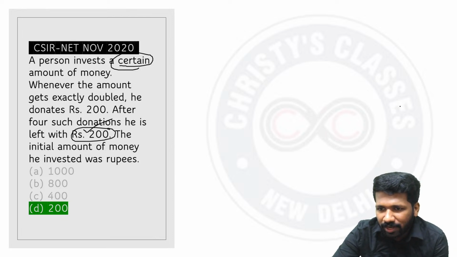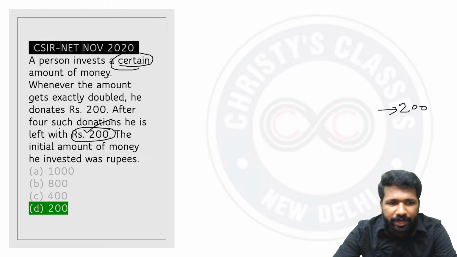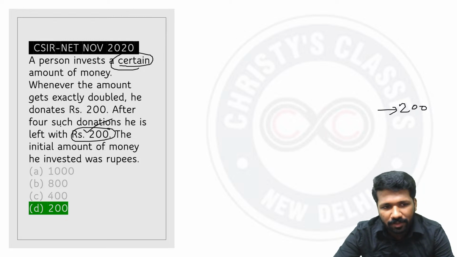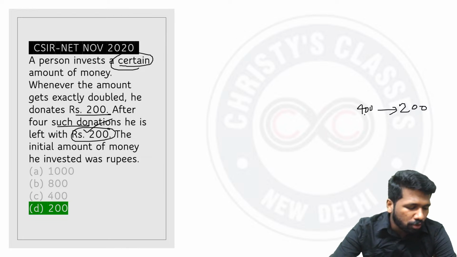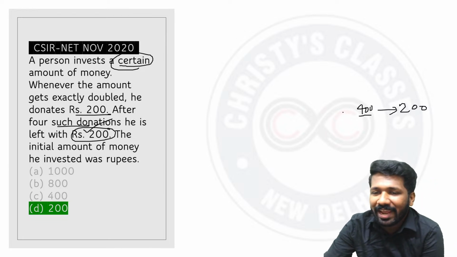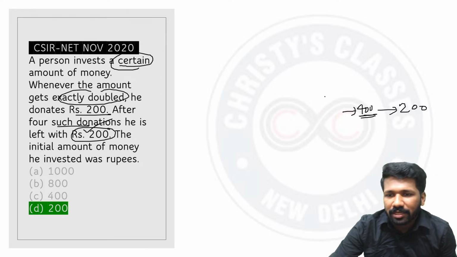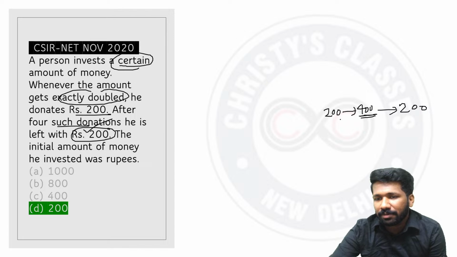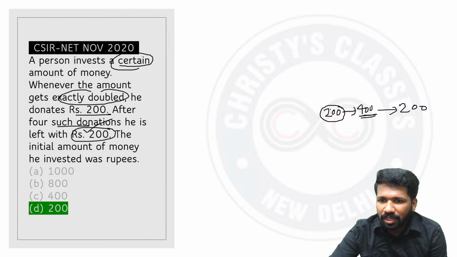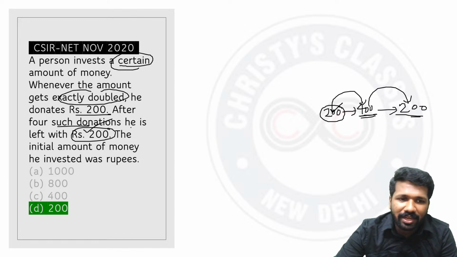So 200 is the final money. Why is he left with 200? Because of the last donation, na? He is donating 200 rupees in the last iteration. That means before donating that 200, he had 200 rupees more. That means 400 rupees he had. Now why did he have 400 rupees? Because he doubled his money. So before doubling his money, he had half of the money, that is 200 rupees with him. So this is the fourth scenario. That means he has 200 rupees, he doubled the money, then donated 200 rupees, and that is how he is ending up at 200 rupees.